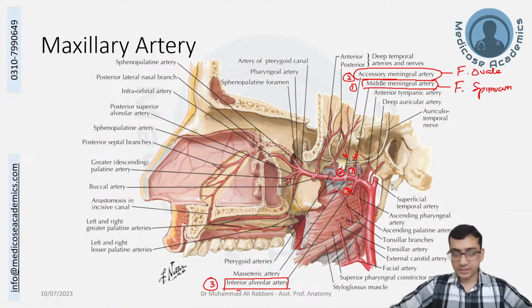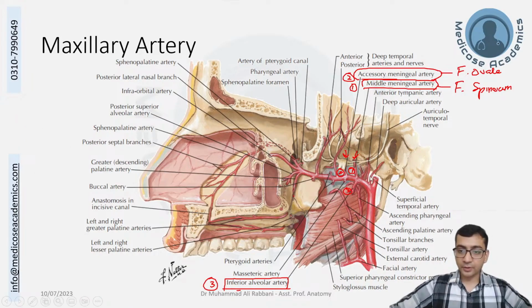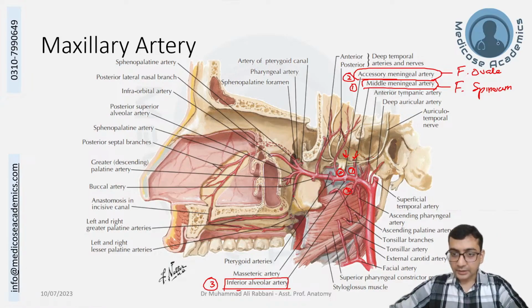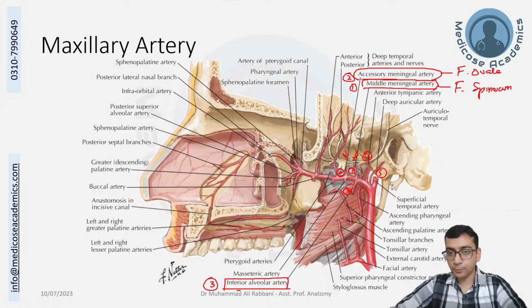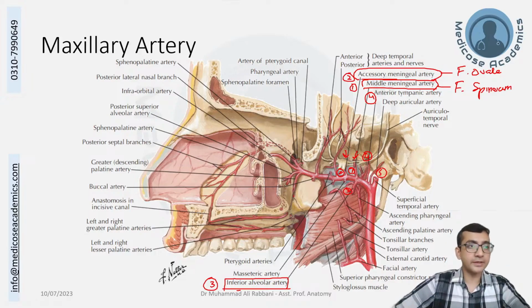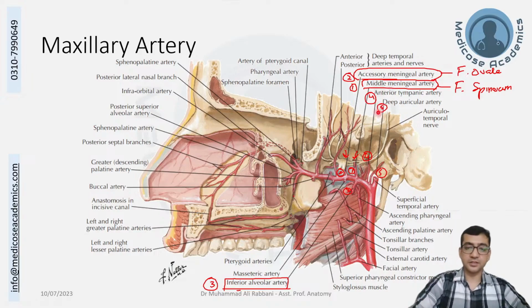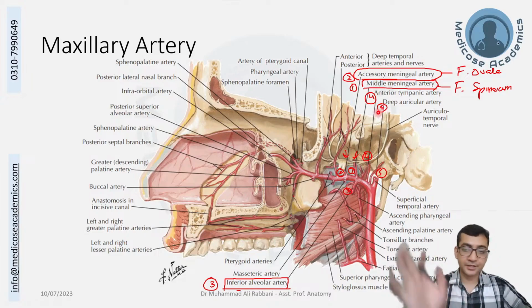Then we are left with two branches, number 4 and 5. These are the branches that will go to the ear. One will go to the anterior aspect of the eardrum, one to the posterior aspect. The one going to the anterior aspect is the anterior tympanic artery. The one going to the posterior aspect has a slightly different name, the deep auricular artery. It is present deep in the external auditory canal, the external auditory meatus.